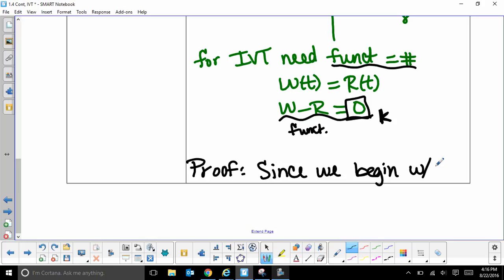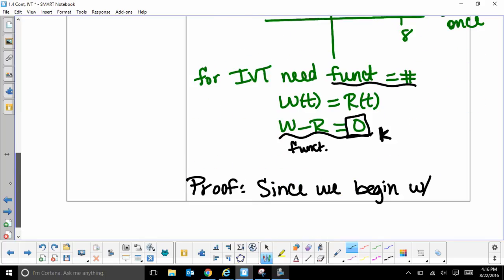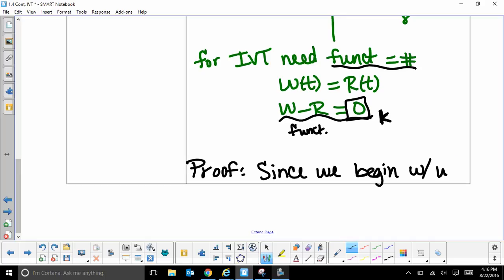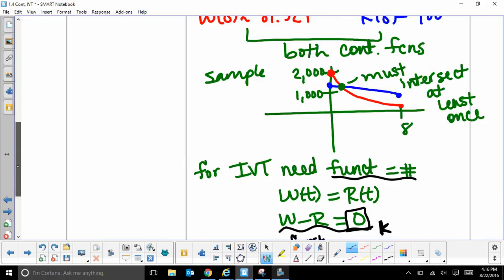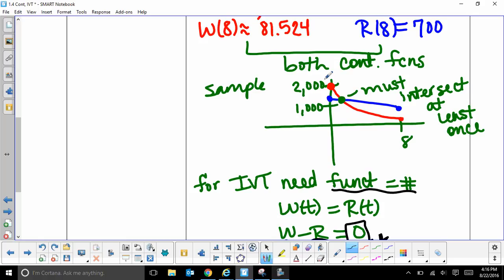We begin where the W, the rate in, was taller. The red part was taller. So we begin with W of 0 greater than R of 0. At first, my rate in is higher than my rate out. And then we end with R of 8 now greater than W of 8. It flip-flopped.